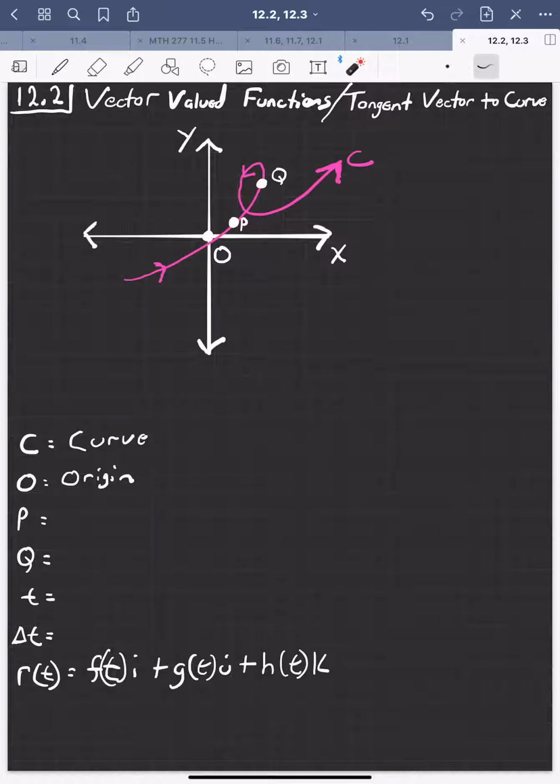Okay, so let's label some things. So we know C is just the curve. That's the path of our particle. O is the origin. How would we think about point P? Well, let me see if you agree with this. So point P is a point on the curve at time t.